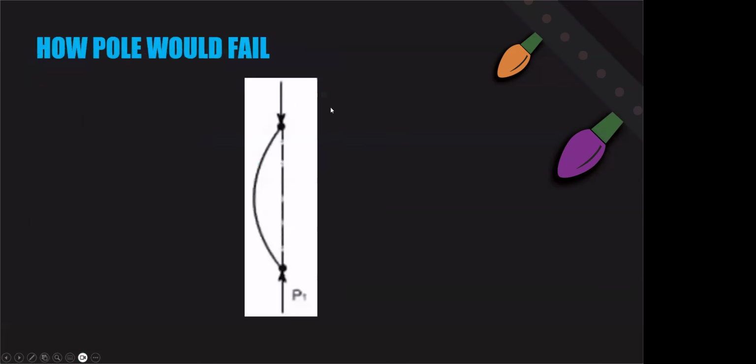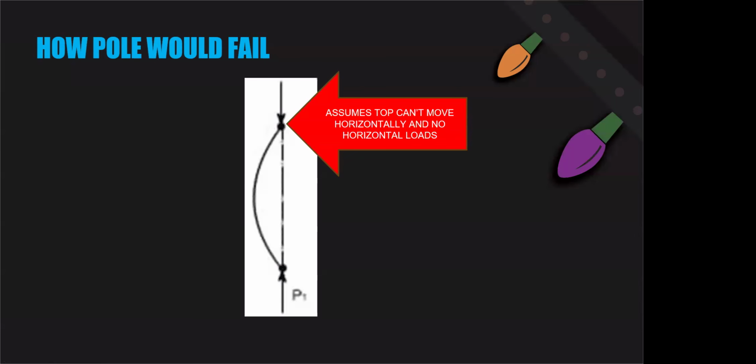How would this pole fail? Well, I've got it shown on the screen here. Basically, the dash line is the center line of where your pole really would be. The weight from everything on the top of it would push down and it would bow the pole out like this. And that's how it would essentially fail. Now that assumes that the top can't move side to side. In the case of a mega tree, it means you have guy wires on there that are holding it perfectly in place, and there are no horizontal loads acting on the column anywhere.